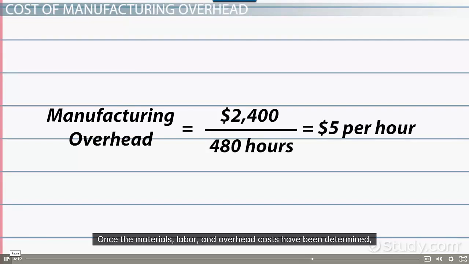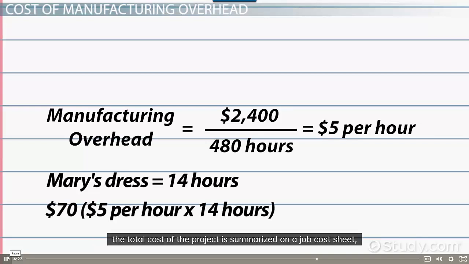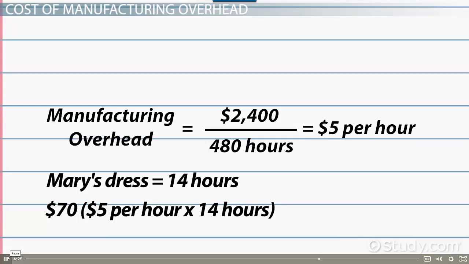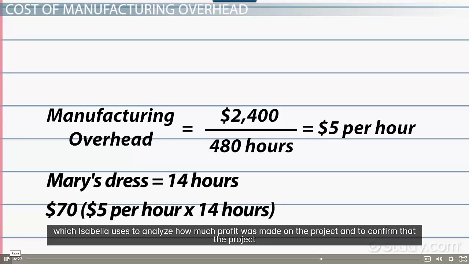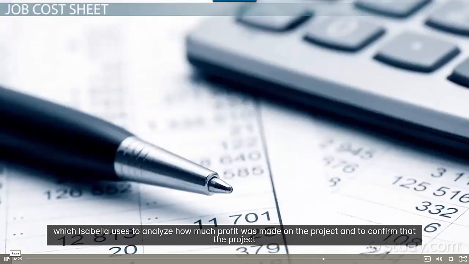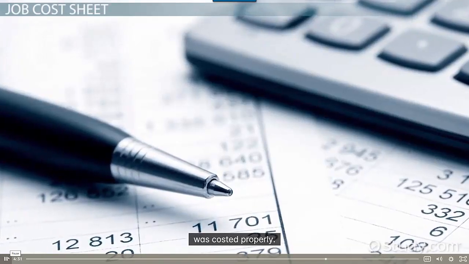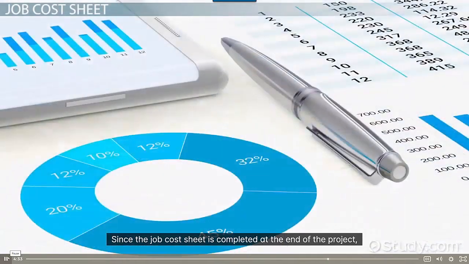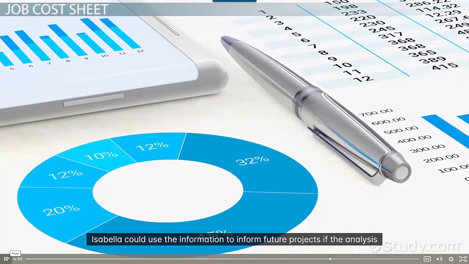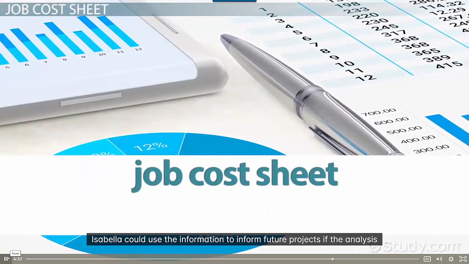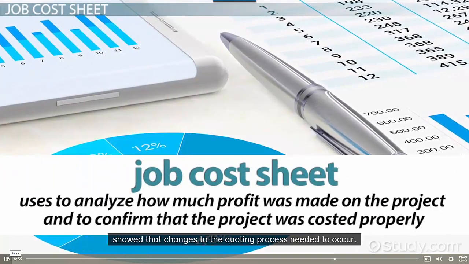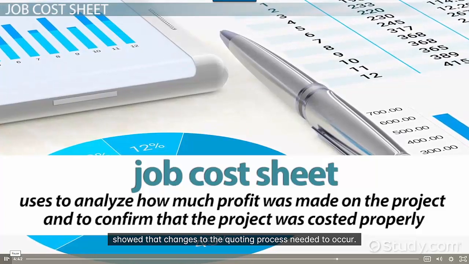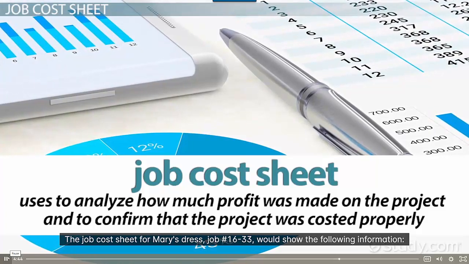Since Miss White worked on Mary's dress for 14 hours during the month, $70 of overhead, $5 per hour times 14 hours, would be applied to this project. Once the materials, labor, and overhead costs have been determined, the total cost of the project is summarized on a job cost sheet, which Isabella uses to analyze how much profit was made on the project and to confirm that the project was costed properly.